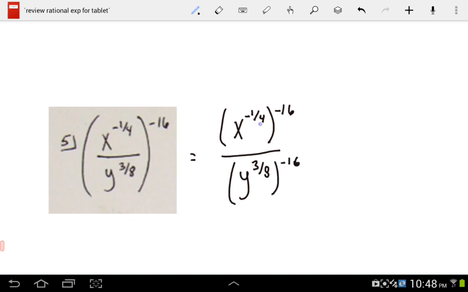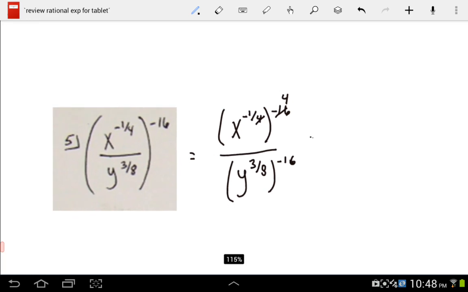Now here we'll get that 4 will go into 16 4 times, and so now we've got negative 1 times negative 4, so that'll be a positive 4x to the positive 4th power. Now down here we can say 8 will go into 16 2 times, so we get 3 left over there. 3 times negative 2 would be negative 6.